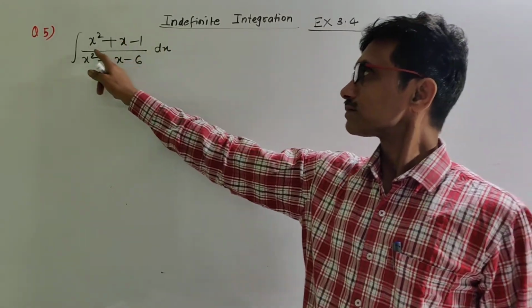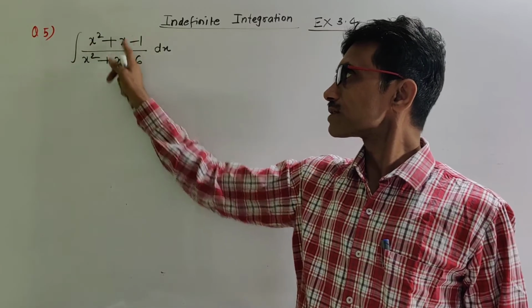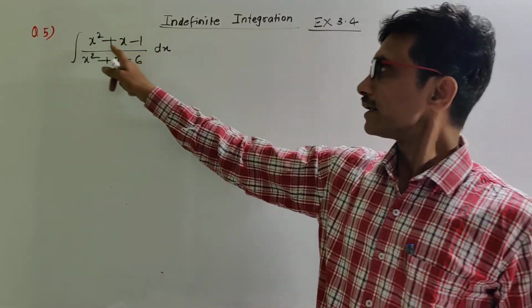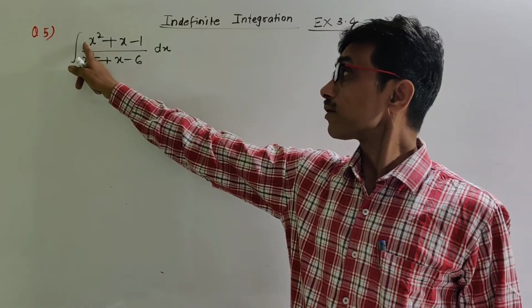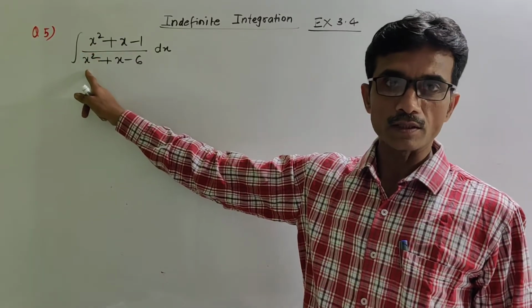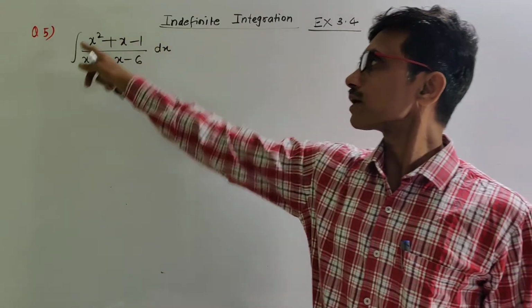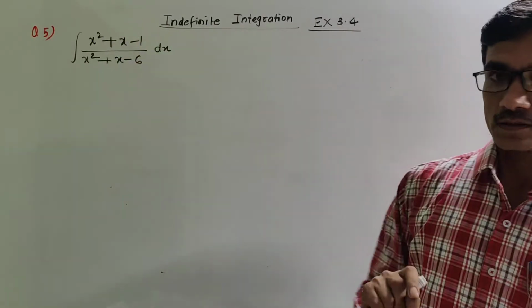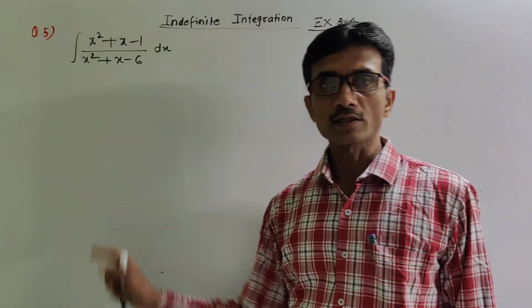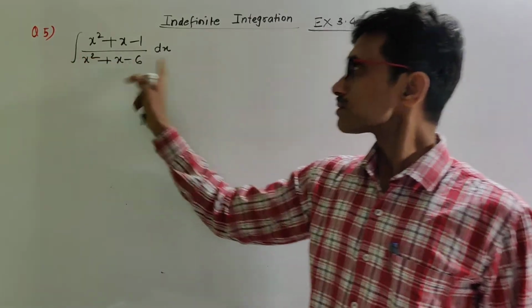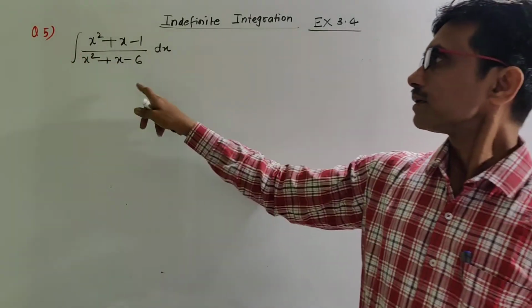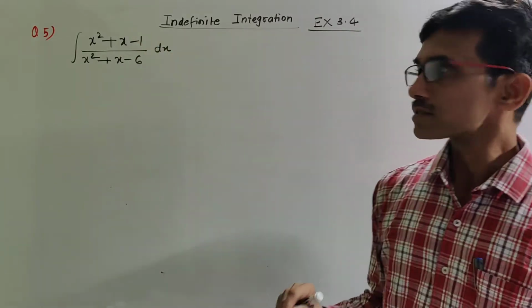This type is f(x) upon g(x), but degree of f(x) is greater than degree of g(x). So such type of functions are not proper rational functions. ये improper rational functions में आते हैं. So right from question number 5 we have some questions where we have improper rational functions.